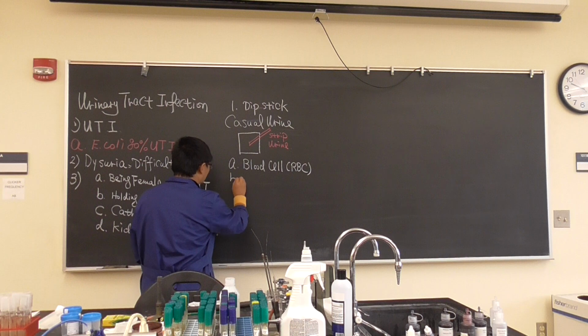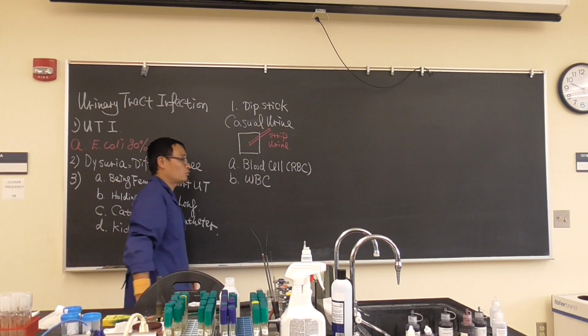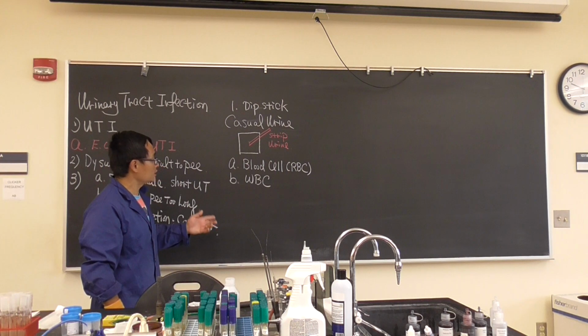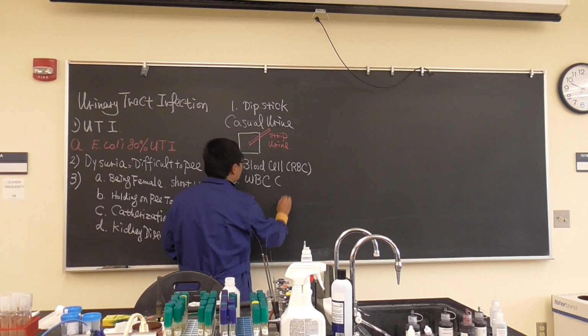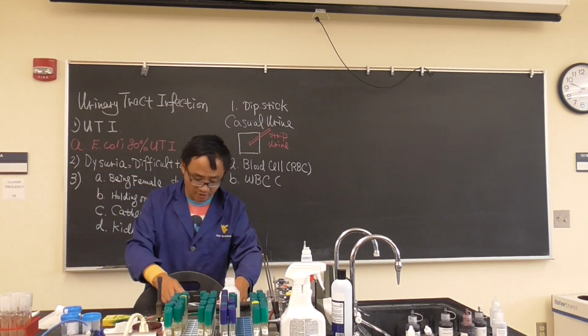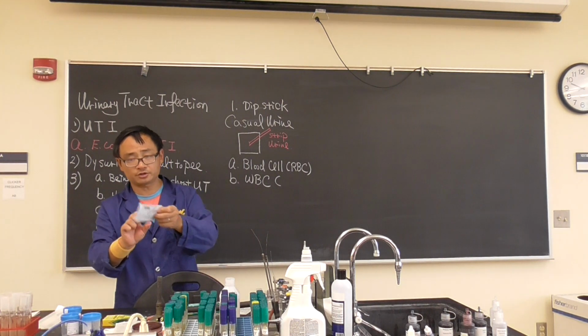The second thing we are looking for is white blood cell. We are not really looking for white blood cells. We are actually looking for a white blood cell enzyme. And when you look at the enzyme here, it's called leukocyte esterase.